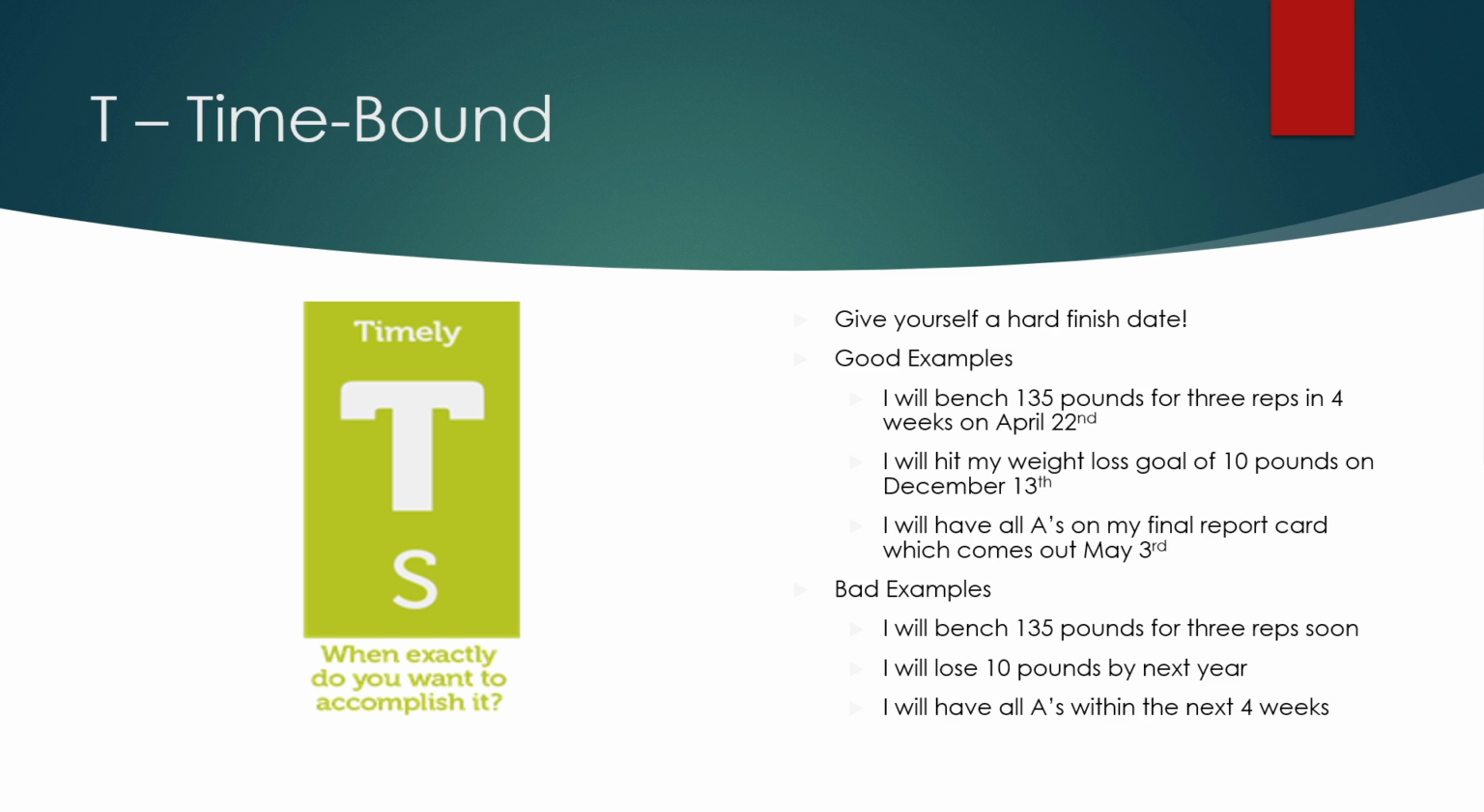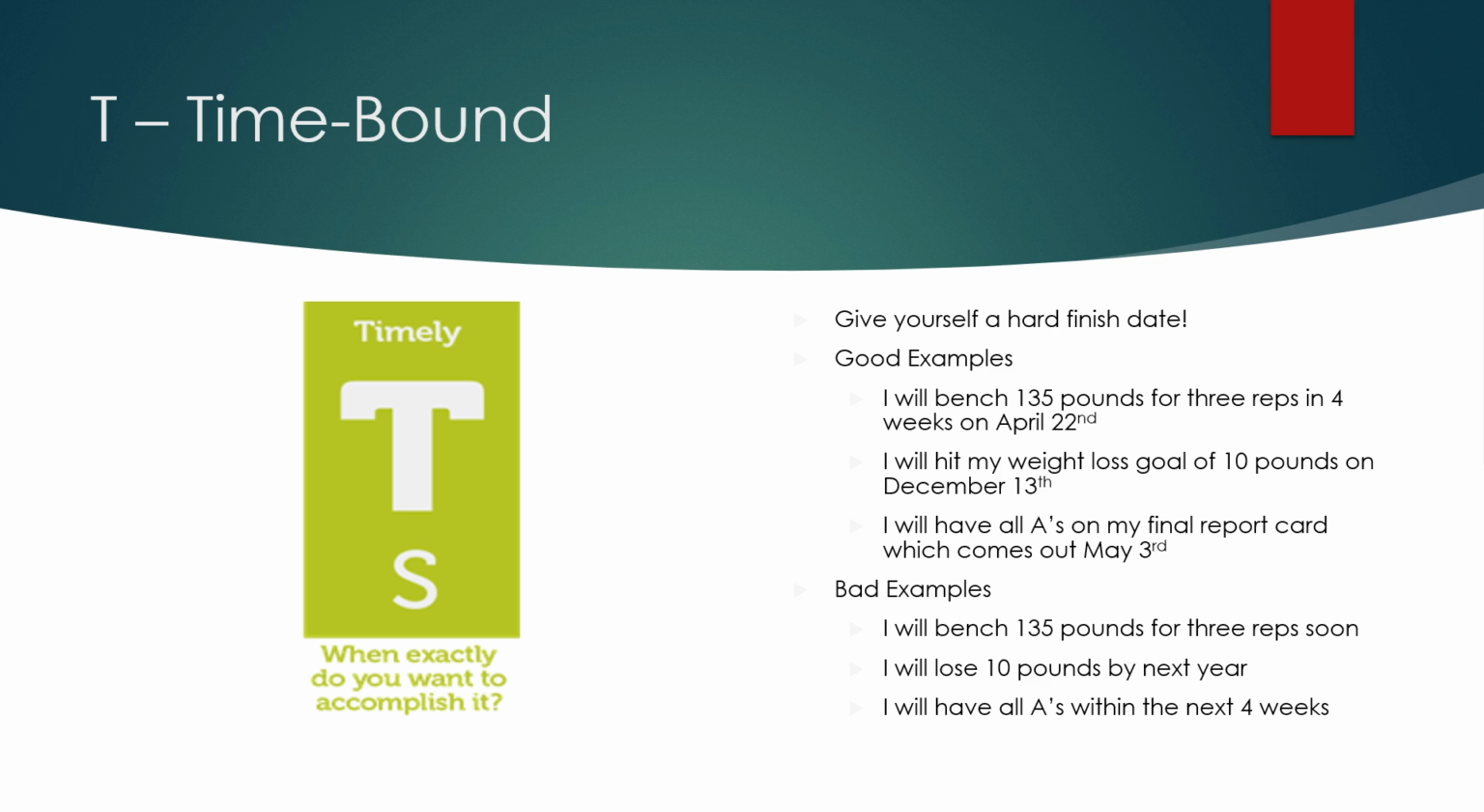Last one here is T, which is time bound, which is always give yourself a hard finish date. Some good examples, and these are just random dates: I will bench 135 pounds for 3 reps in 4 weeks on April 22nd. Testing on April 22nd, I'm going to get it for 3 reps. I will hit my weight loss goal of 10 pounds on December 13th. That's tough, especially during the holiday season. I'm eating a lot of cookies during that time, but we know December 13th is going to be that final weigh-in. And then the last one is I will have all A's on my final report card, which comes out May 3rd.